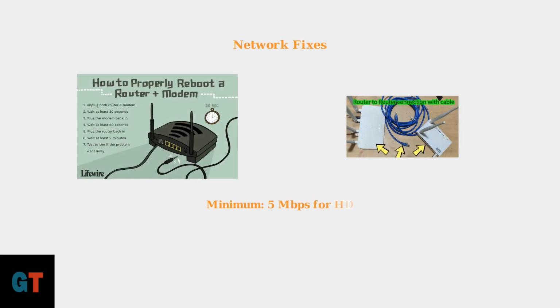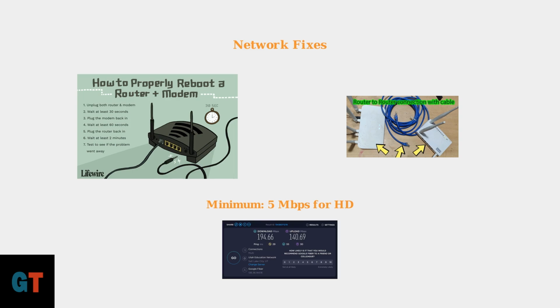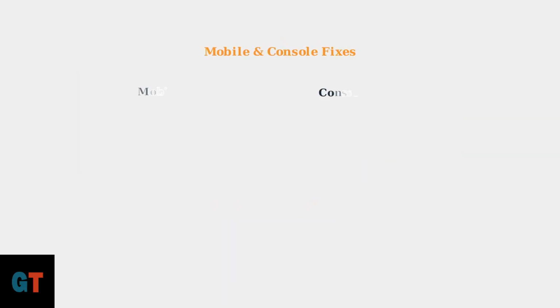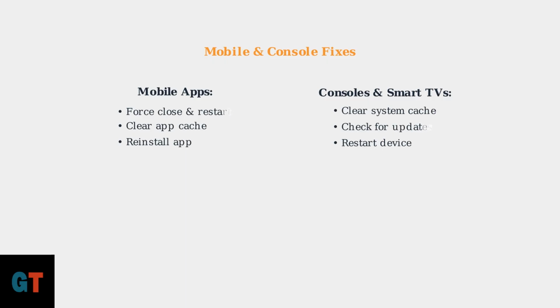Network issues are often the culprit. Restart your modem and router by unplugging them for 30 seconds, then plugging them back in. Switch from Wi-Fi to an Ethernet connection if possible, and ensure you have at least 5 megabits per second for HD streaming. For mobile apps, force close and restart the Crunchyroll app. Clear the app cache in your device settings, or reinstall the app completely. On gaming consoles and smart TVs, clear the system cache and check for both system updates and app updates.